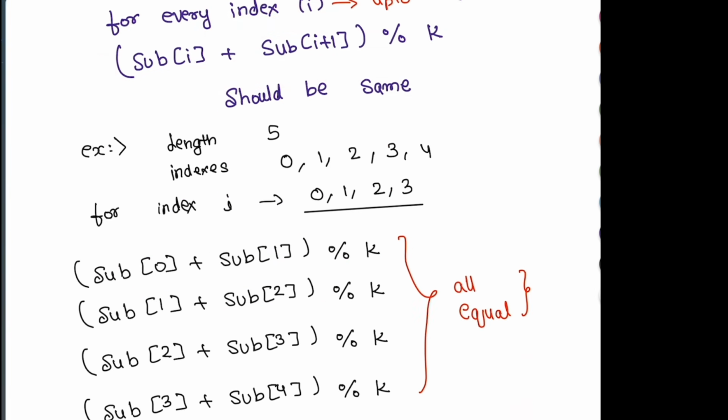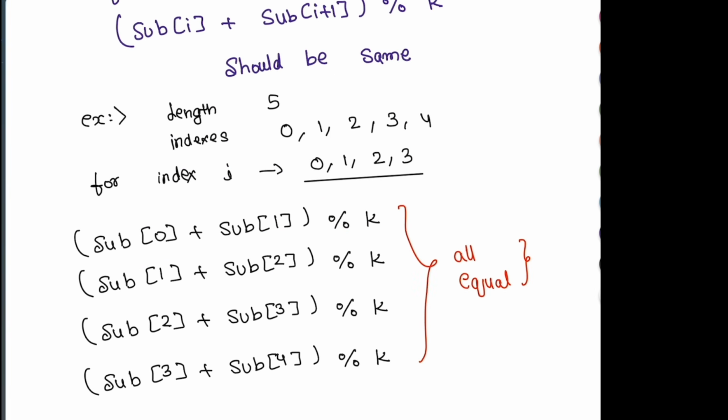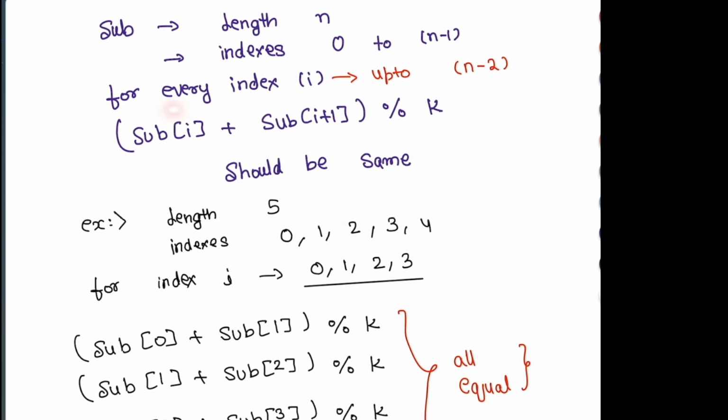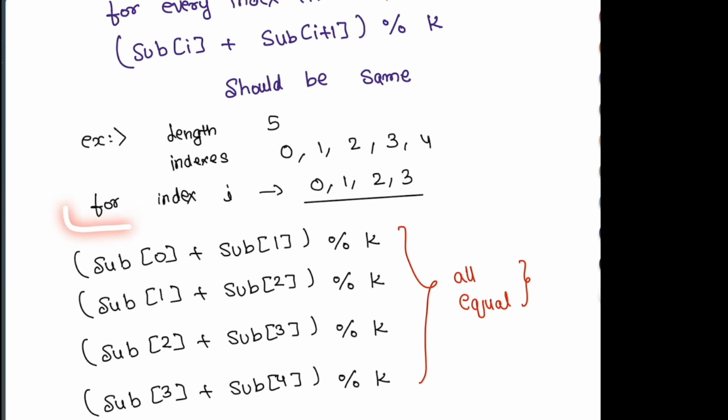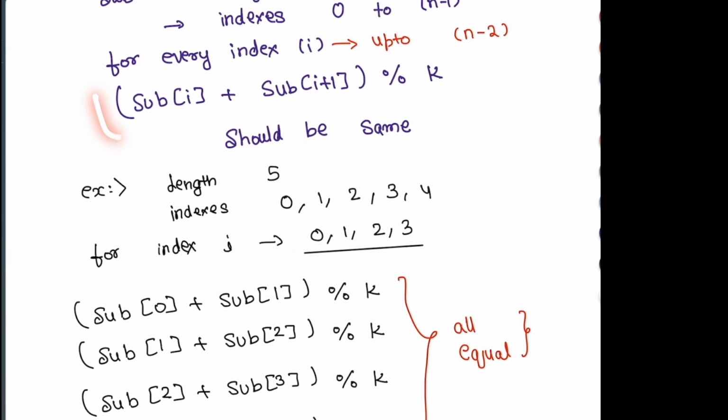So let me explain that with some examples. So let us say you create a subsequence of length 5, then the indexes are going to be 0, 1, 2, 3, 4. So I am saying that for every index i up to n minus 2, n is the length of my subsequence. So the length of the subsequence is 5, 5 minus 2, that is 3. That is, for every index i from 0 to 3, 0, 1, 2, 3, this condition is going to be true, that when you take any index i plus index i plus 1, when you add these two elements, take the mod with k, for all the values this should be the same.